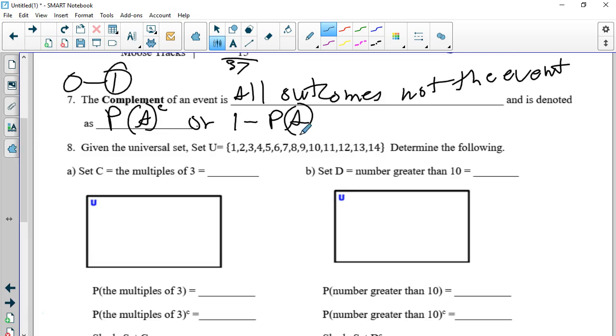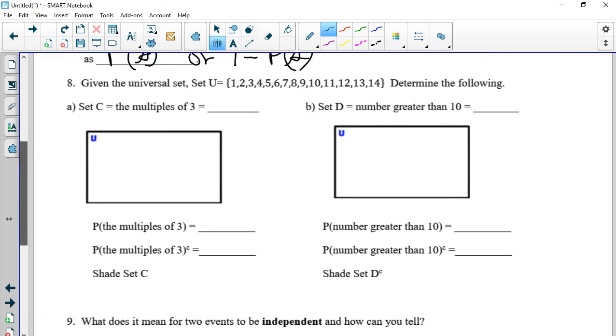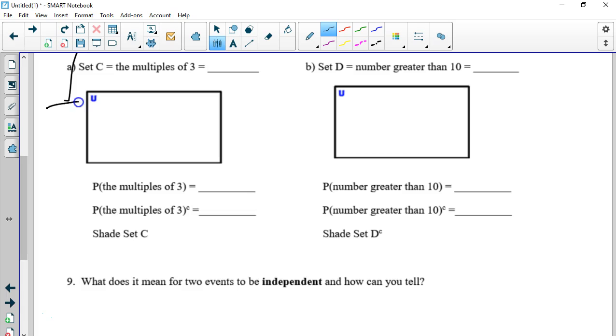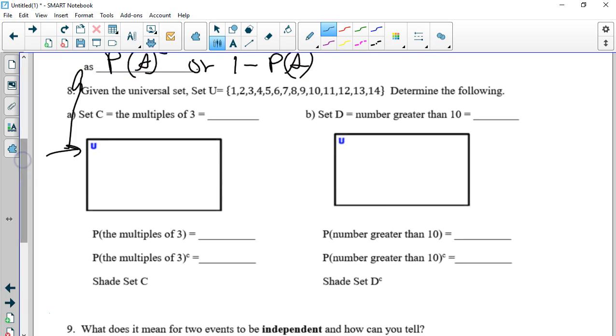Okay, we're going to draw some Venn diagrams here. Given the universal set, okay, this is it. All the numbers between 1 and 14. So all these numbers are going to go in the box eventually. See this view here? Wow, that was cool. Basically, all those numbers are going to go in the box. But we got some things to talk about here first.